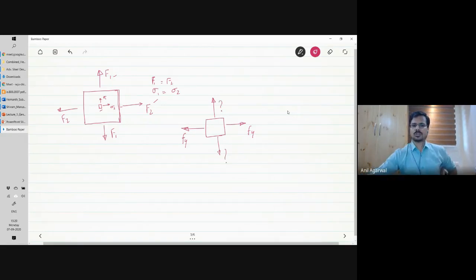Okay, it's almost ready to yield. To be more precise, you can say it's almost ready to be Fy. Now, how much stress can I apply here before it yields? What will be your answer?